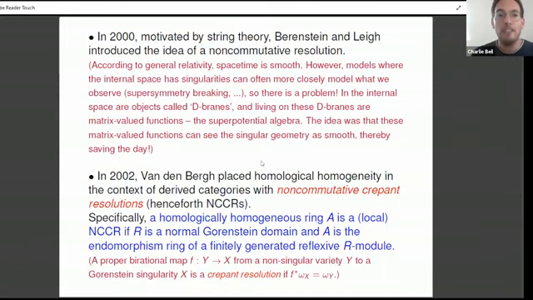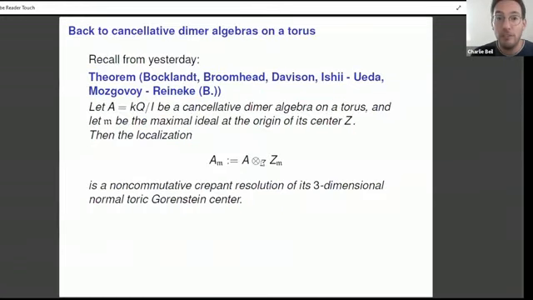Okay, so now back to cancellative dimer algebras on a torus. Recall from yesterday, we had this theorem that a lot of people worked on around 2010. Let A be a cancellative dimer algebra on a torus, and let M be the maximal ideal at the origin of its center. Then the localization A_M is a non-commutative crepant resolution of its three-dimensional normal toric Gorenstein center. We saw this result yesterday, but now this gives where it came from.